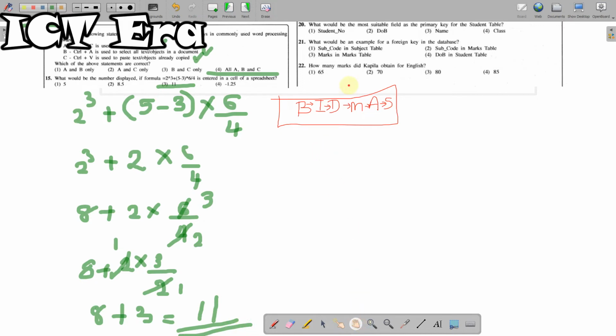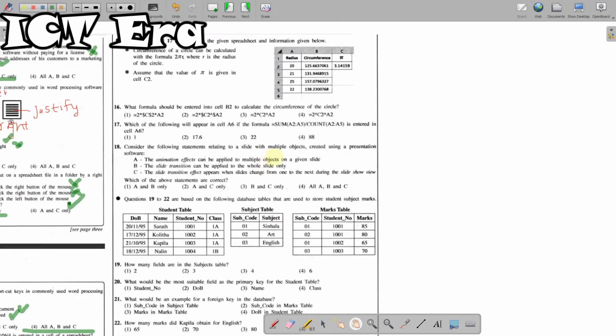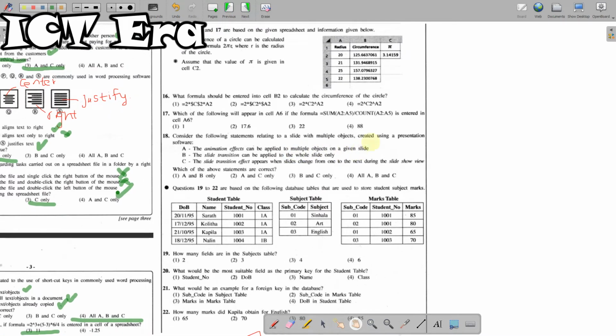Okay, then let's move to the next questions. Questions 16 and 17 are based on a spreadsheet and information given below. The circumference of a circle can be calculated with the formula where r is the radius of the circle. Assume that the value of pi is given in cell B2. What formula should be entered into cell B2 to calculate the circumference?